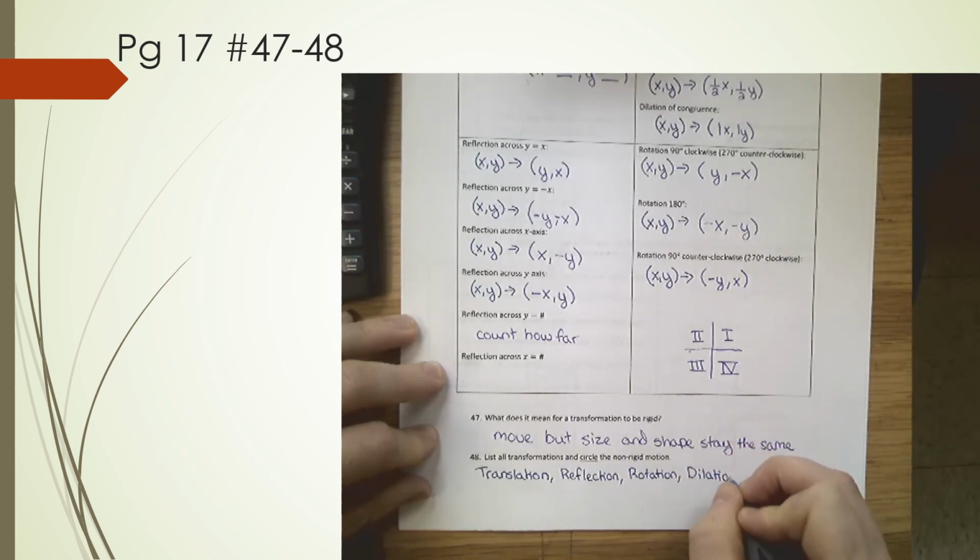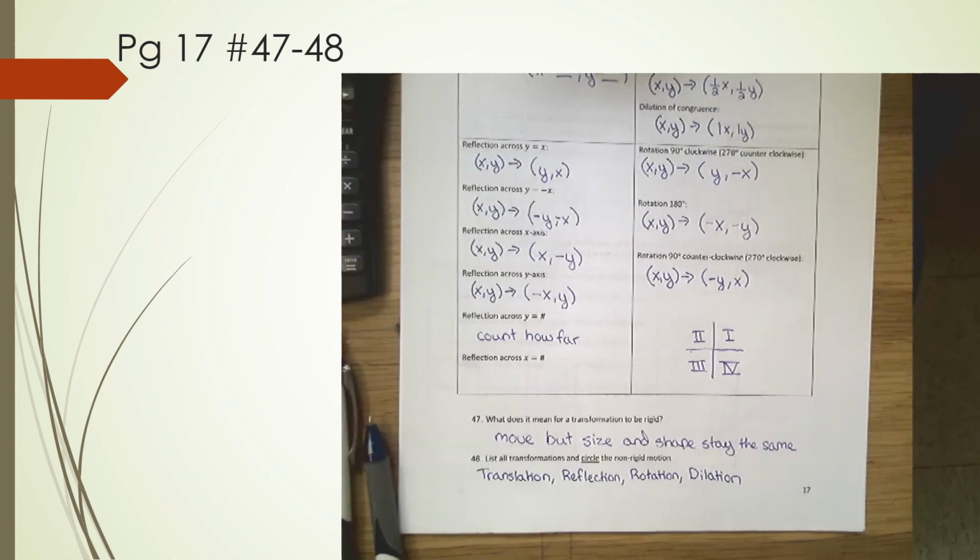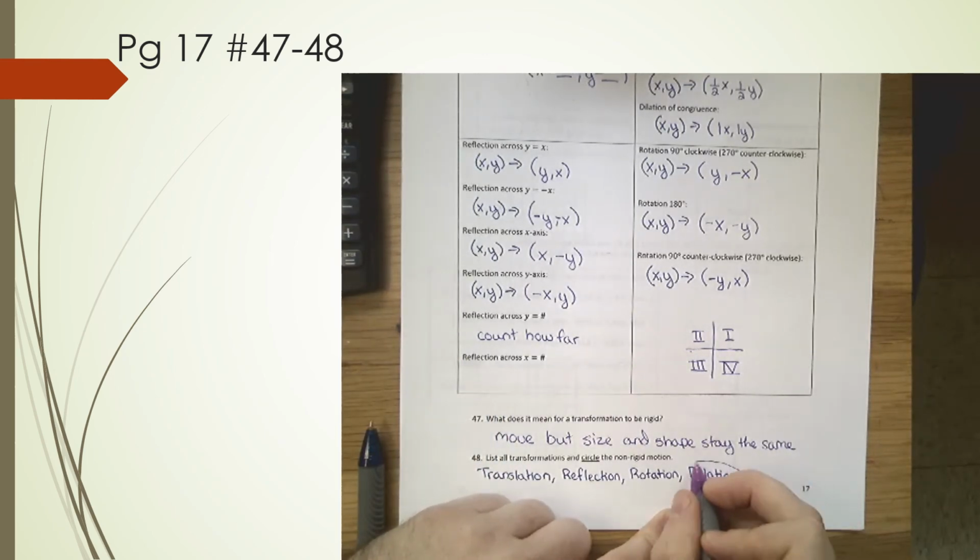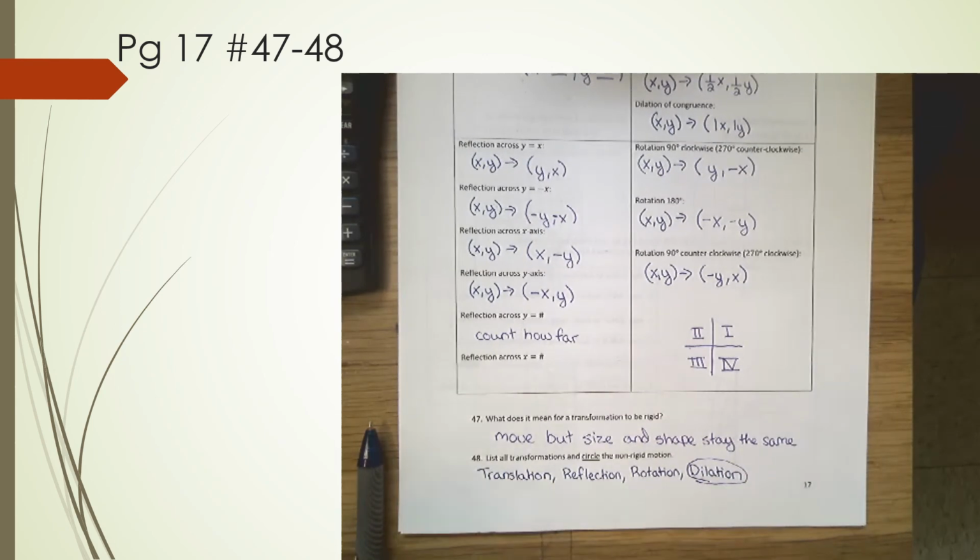Now, a dilation is one where it can get bigger or smaller. Now, earlier I said to be rigid, they move, but the size and the shape stay the same. Now, the shape stayed the same in a dilation, but the size changes. So the only non-rigid motion would be the dilation.